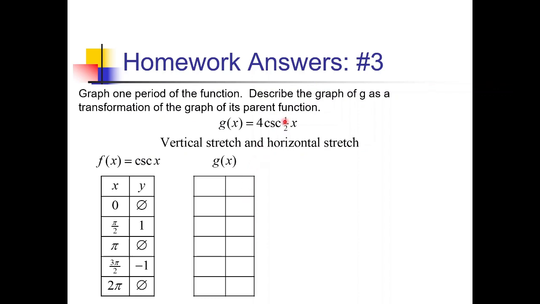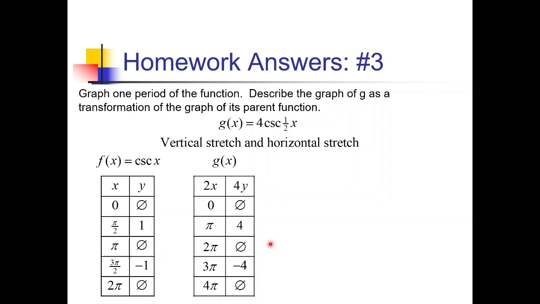For the x's, this 1/2 inside means we're doing the reciprocal of that, 2 times x for the rules. And then the 4 out here means we're doing 4y. So for the x's, multiplying all these by 2, we've still got 0. And then pi over 2 becomes pi. Pi becomes 2 pi, 3 pi over 2 is 3 pi, and 2 pi times 2 is 4 pi. 4 times all the y values is going to give me, well, this is still undefined, but now we'll have 4, undefined, negative 4, and undefined again.